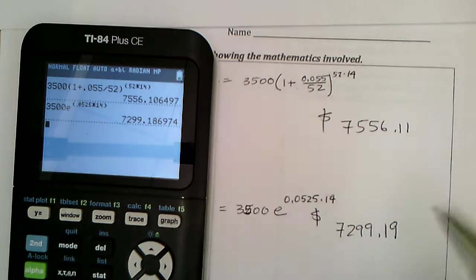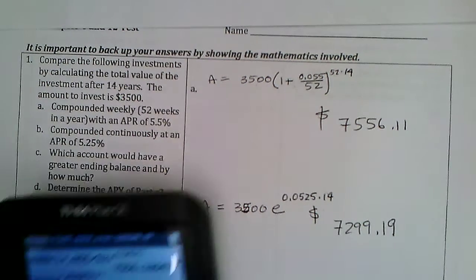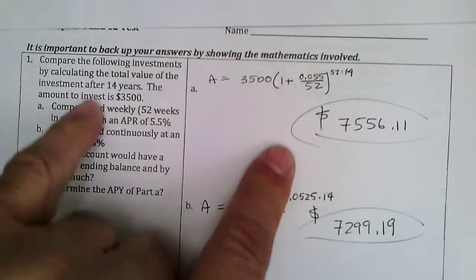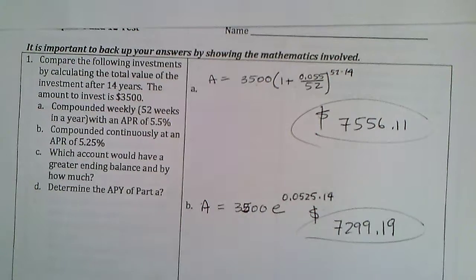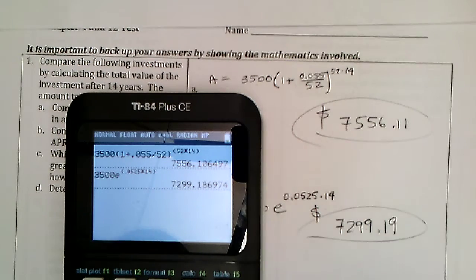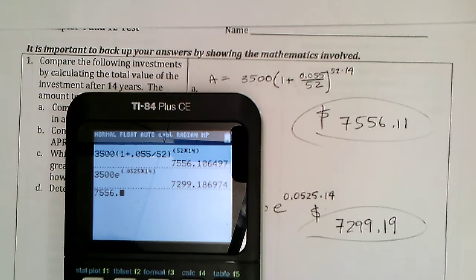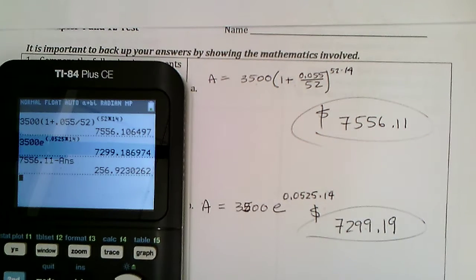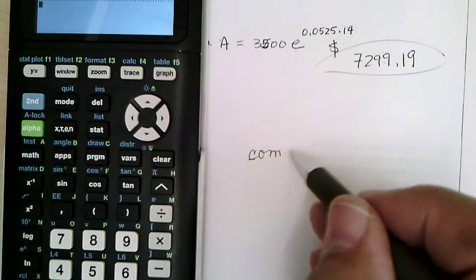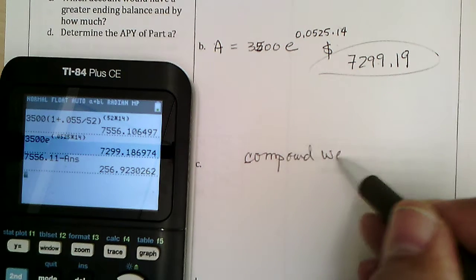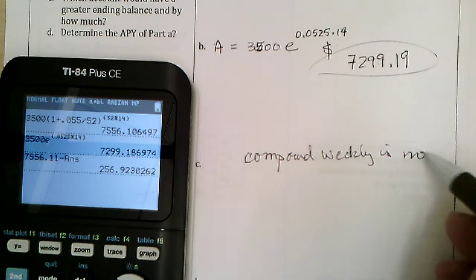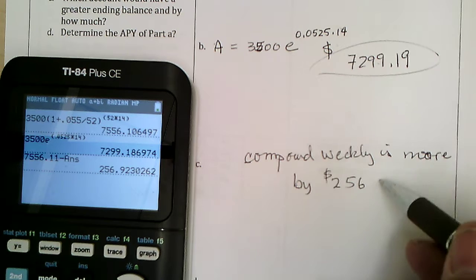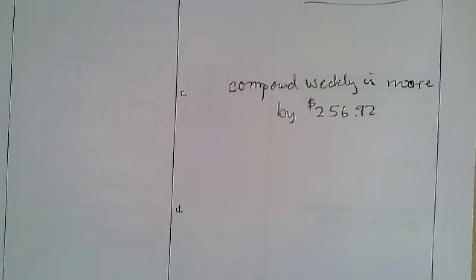Okay? So, in this case, this one was more than this one. The compounded weekly was more by, and then I'd have to subtract those two. So I'm going to take this from that. So I got to write 7,556.11 minus my last answer. And I get compounded weekly is more by $256.92.